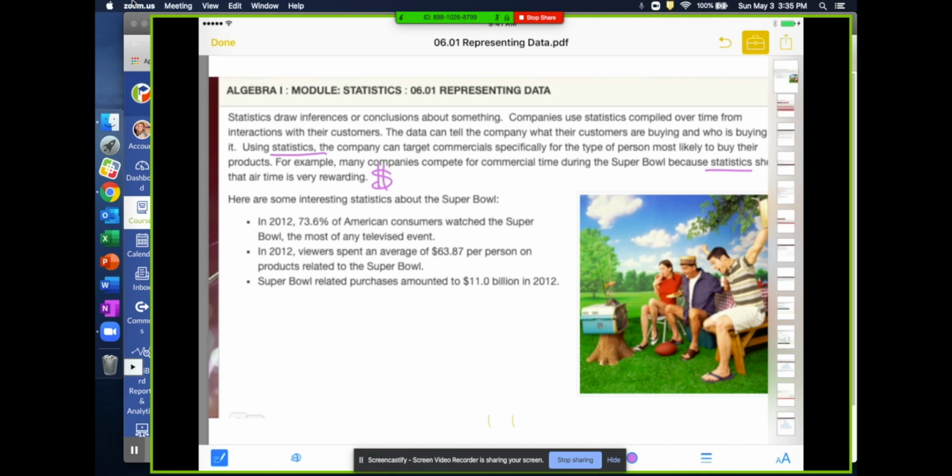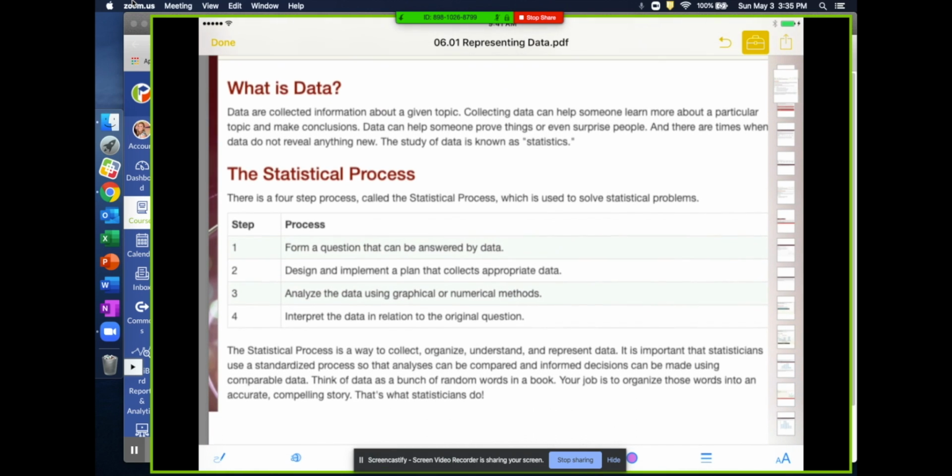So some interesting statistics: 73.6% of American consumers watch the Super Bowl. In 2012, they spent an average of $63.87 per person, and the related purchases amounted to over $11 billion. So in using statistics and analyzing, you can really find a way to market and truly produce the best thing, the most visually appealing thing.